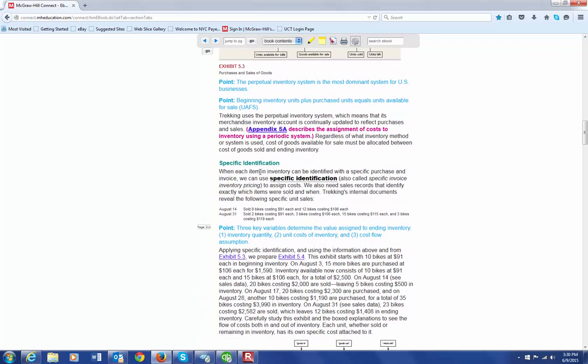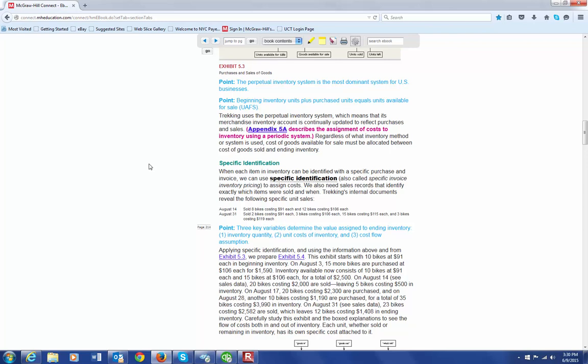Now, there's another way of doing this that we didn't talk about up above called specific identification. And this is where each item in the inventory can actually be specifically identified. So you may buy 5 items and sell 1. And this would be where you could identify that the one that you have sold is exactly number 3 that you purchased or number 2 that you purchased.